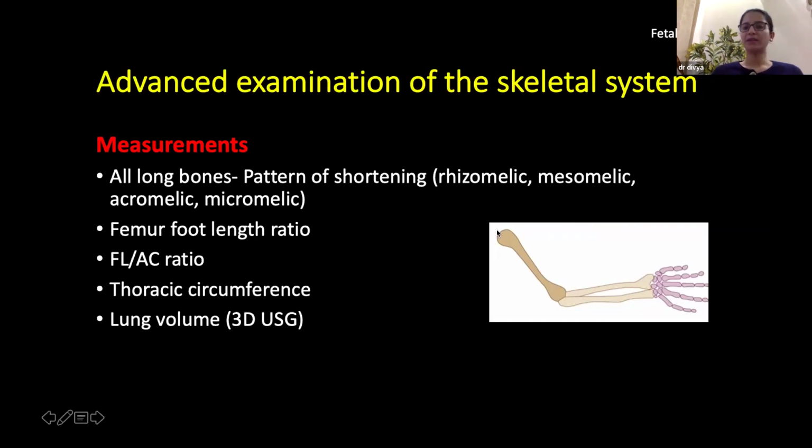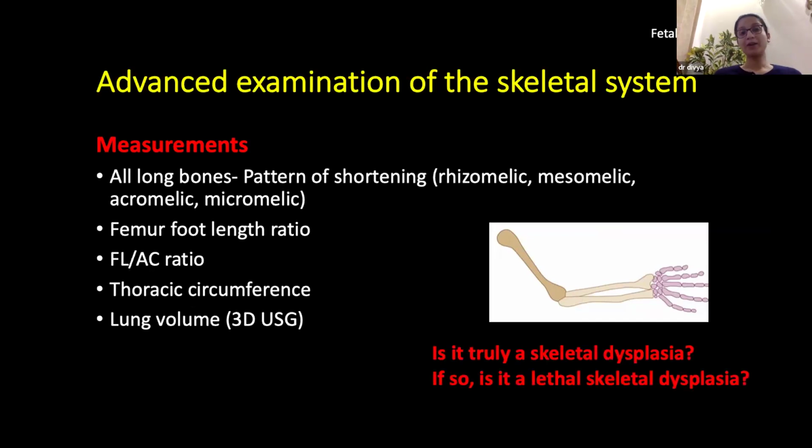Micromelic shortening is when the entire limb is shortened proportionately. Then, besides femur length, we calculate a ratio between the femur and the foot length, which is termed the femur foot length ratio. We look for the femur length to abdominal circumference ratio. We look at the thoracic circumference in the axial four-chamber view and can also calculate the lung volume using 3D ultrasound. Now, why do we do all this?